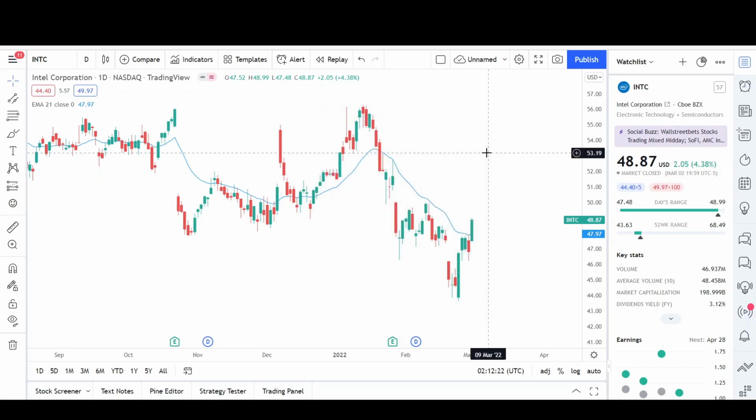I will first go over what I see on the daily chart and finish the video off with the weekly chart. So let's take a look at the price action this year.